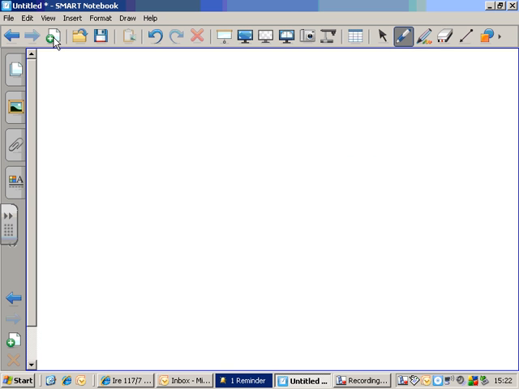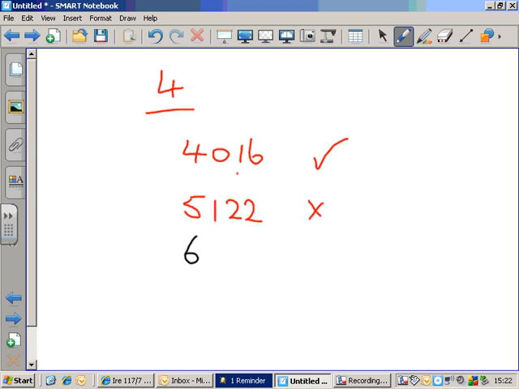Okay, good. And finally, a rule for 4s. Dead easy, this one. 4,016 is in the 4 times table, I'll tell you. 5,122 is not. Here's another one that is. 6,248 is, and 7,106 is not. And I'll tell you why that is and how I know for sure, because you don't need to worry about the thousands or the hundreds. If you just look at the last 2 digits and ask yourself, is that number in the 4 times table? Then that will tell you whether or not the whole number is.